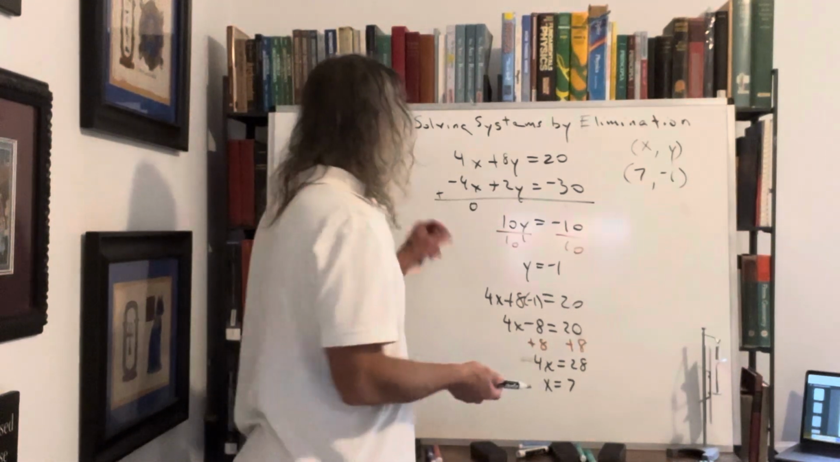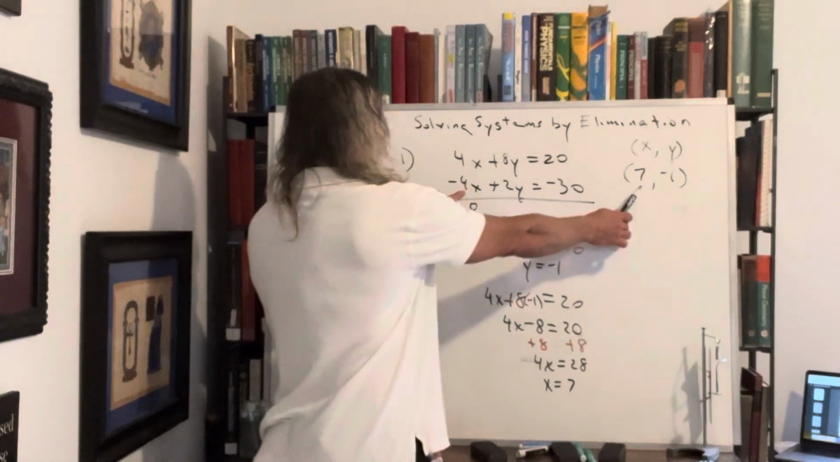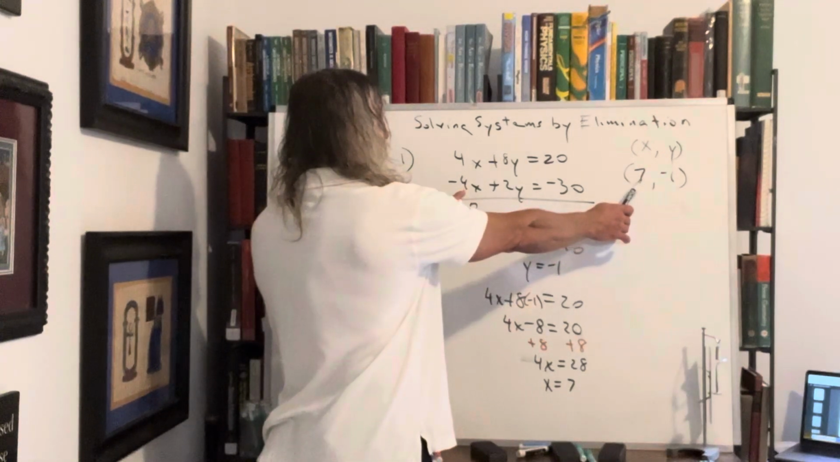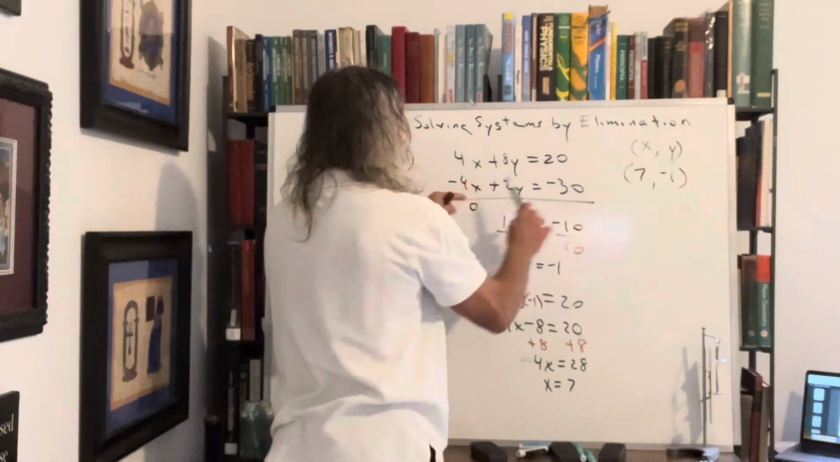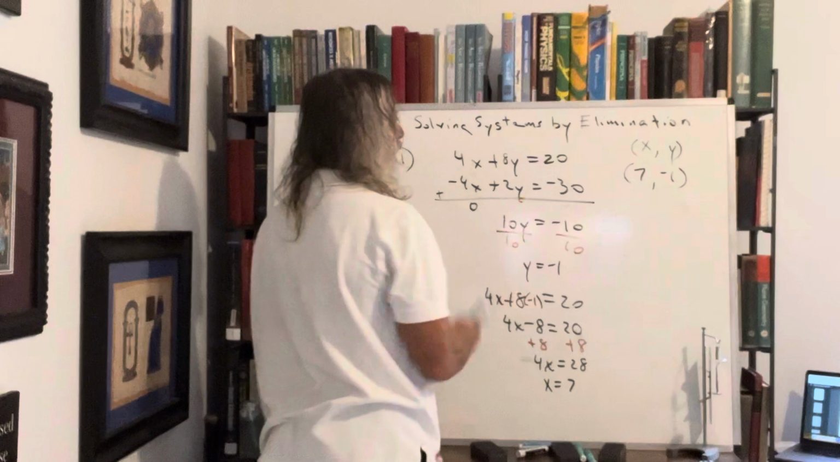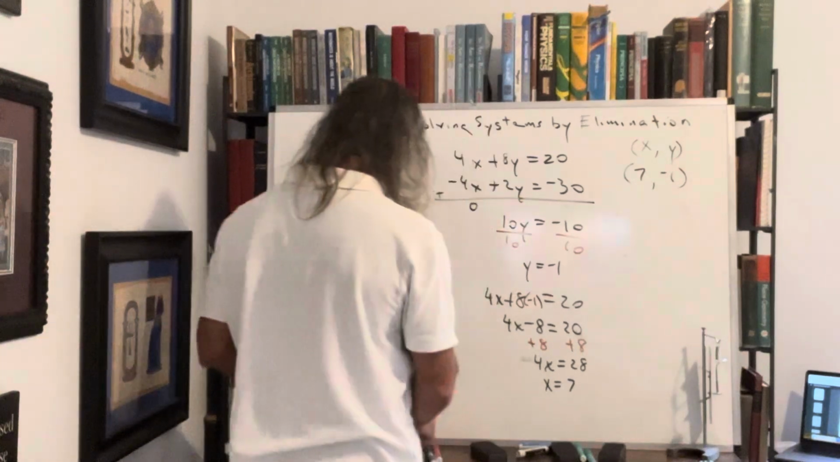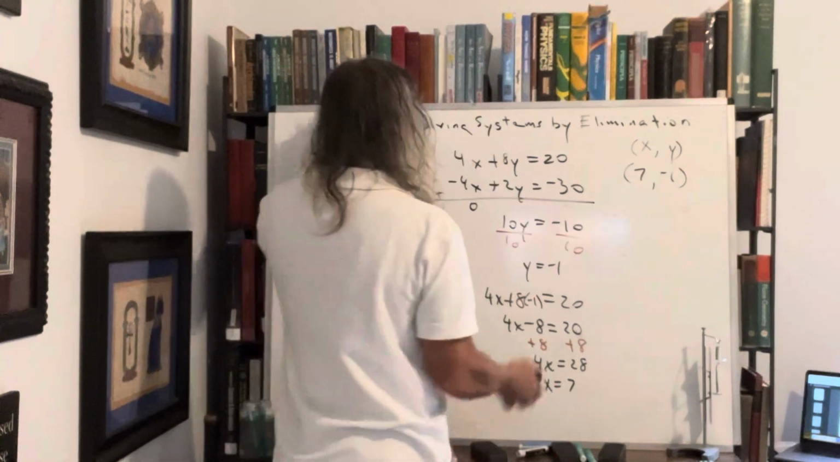It's a thing they have in common, it's what they share. If we put it in here, -4 times 7 is -28. 2 times -1 is -2. -28 and -2 is -30. Check. Okay. Next.